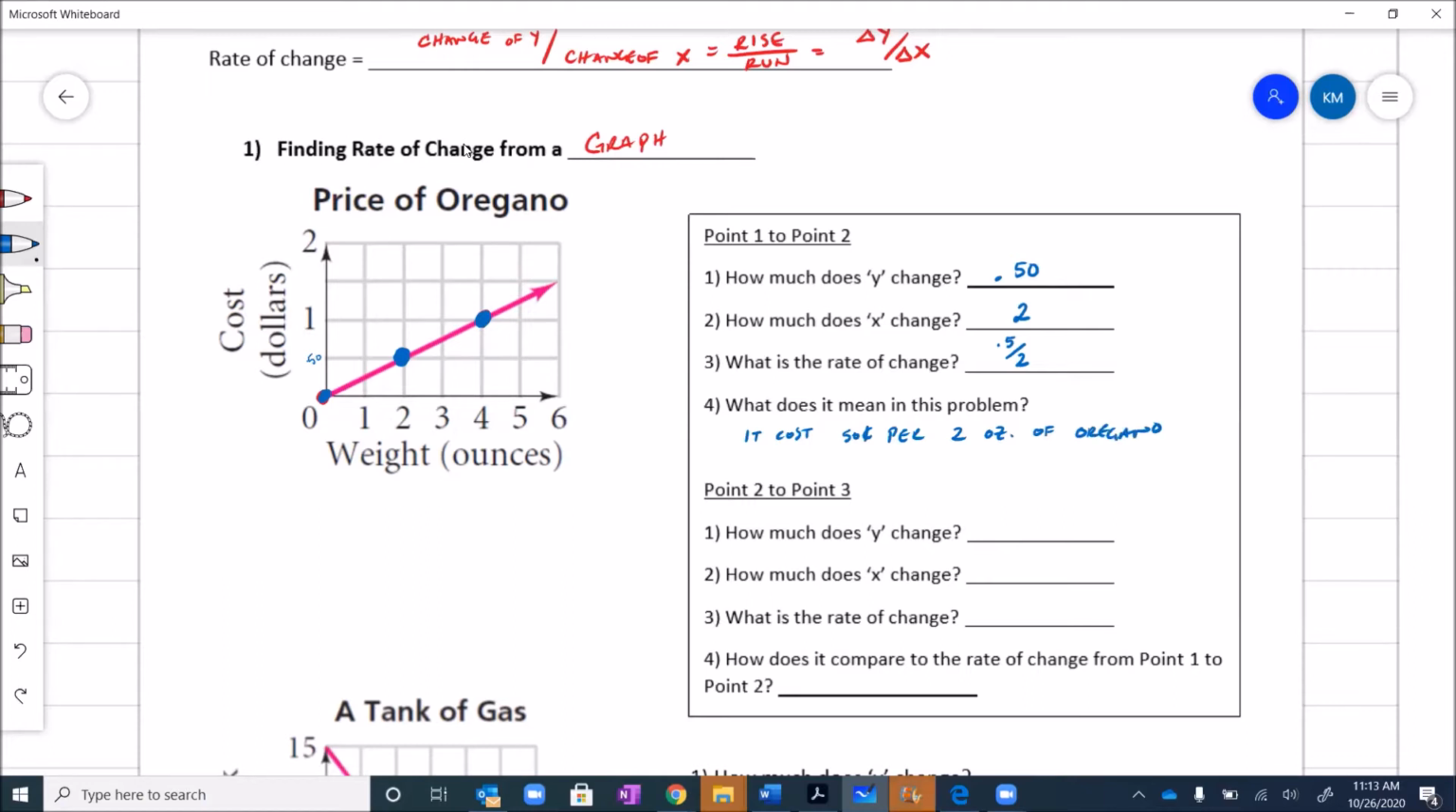Okay, from point 2 to point 3, how does it change? Well, we go from 50 cents to $1. It changes 50 cents. It goes from 2 to 4. So how much does x change? Still 2. 50 cents per 2 ounces. How does it compare to the rate of change from point 1 to point 2? It's the same. This is just showing us that the rate of change is going to be constant. I might look at this better and say it costs $1 per 4 ounces. I like that better than 50 cents per 2, but you'll notice that it's the same.